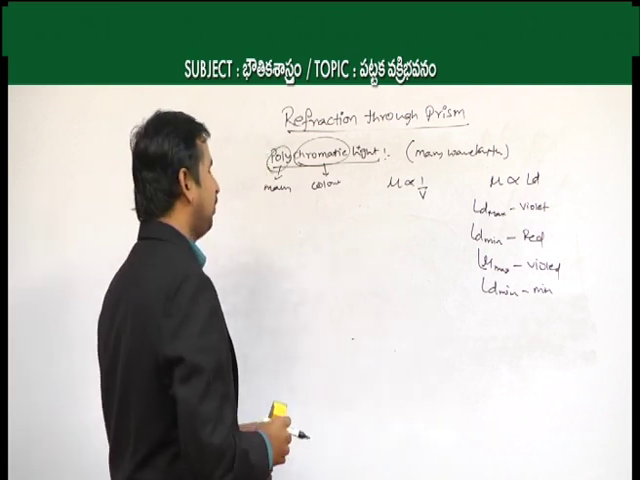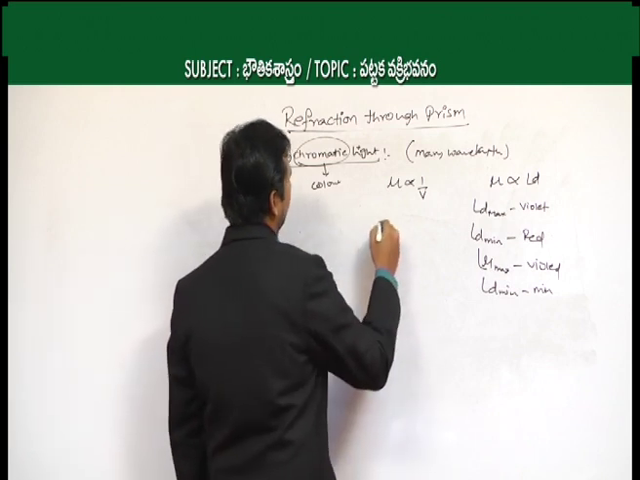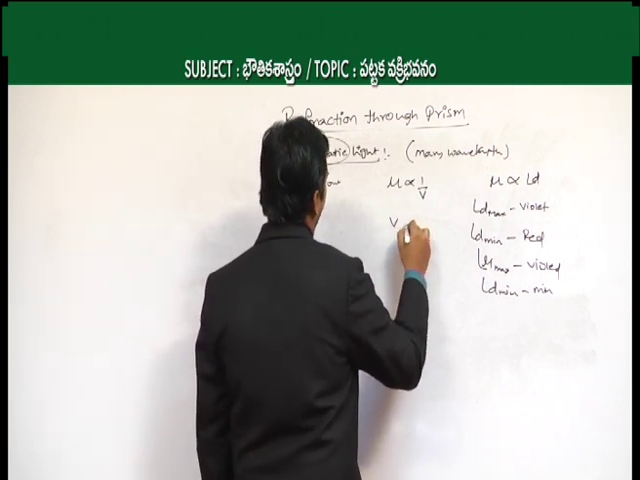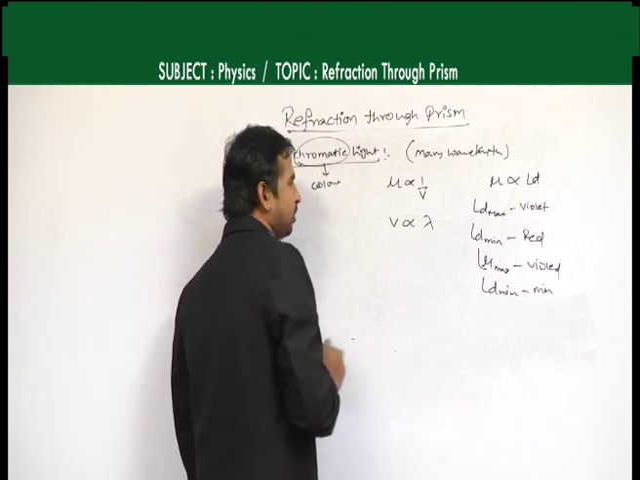And not only that, we know that v is equal to n lambda, where frequency remains the same.